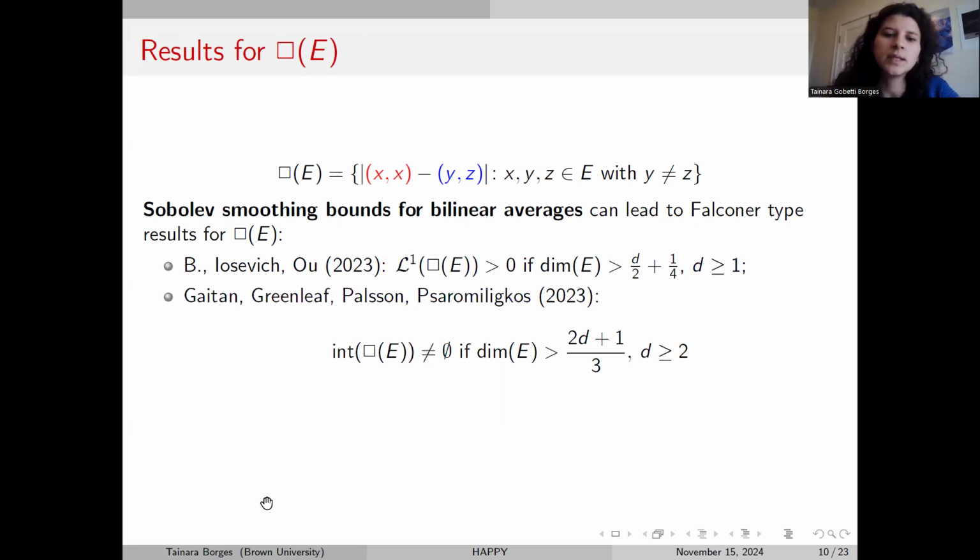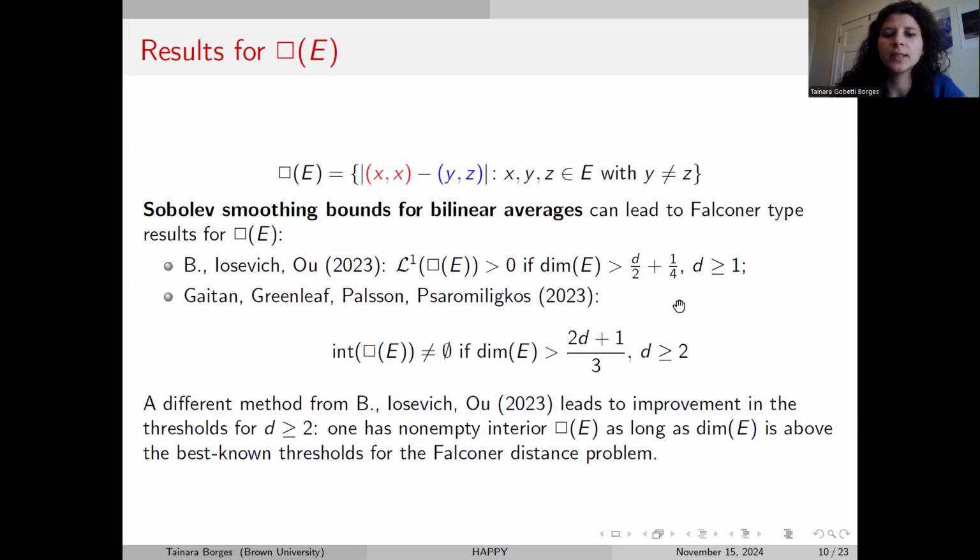Gaitan, Greenleaf, Paulson, and Sadonides looked at the question of having an empty interior, and they got that the dimension of E larger than (2d+1)/3. So you see this is larger. Actually, for both of those bounds, if you are in the higher dimensional case, there is a better way of doing this. We exploited that in the same paper with Iosevich and Oh by showing that if you have a threshold for the Falconer distance problem, you can transfer that threshold to the box E set and get a non-empty interior result. So the best threshold would be the same as the thresholds for the Falconer distance problem as long as you are in dimension at least 2. In dimension 1, d/2 plus 1/4 is still the best we could do.